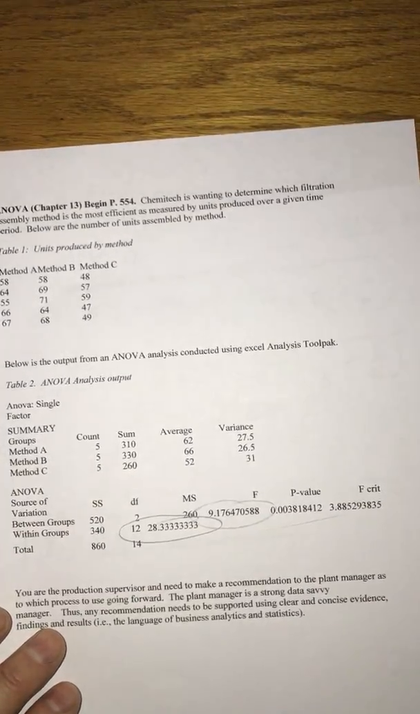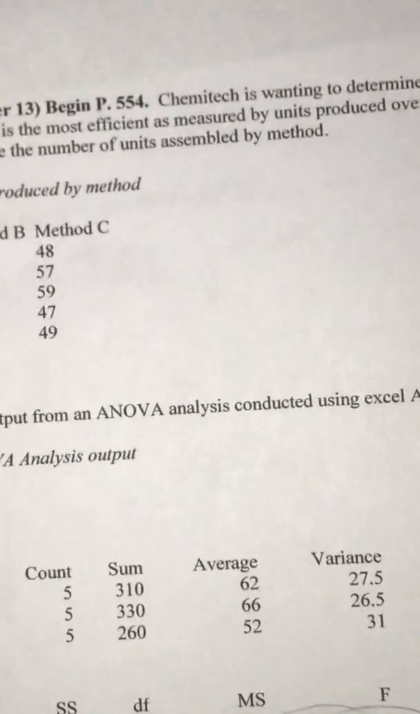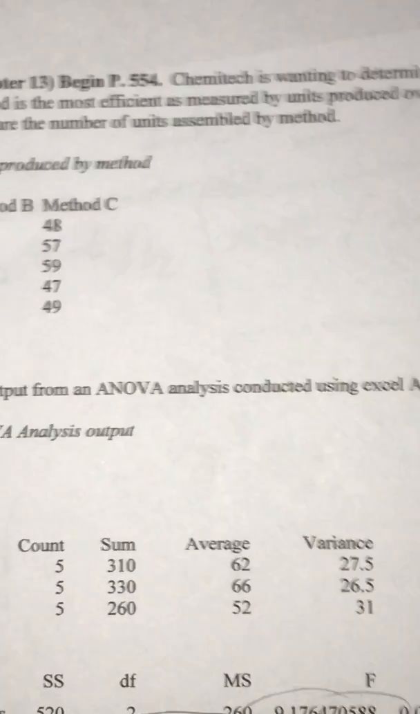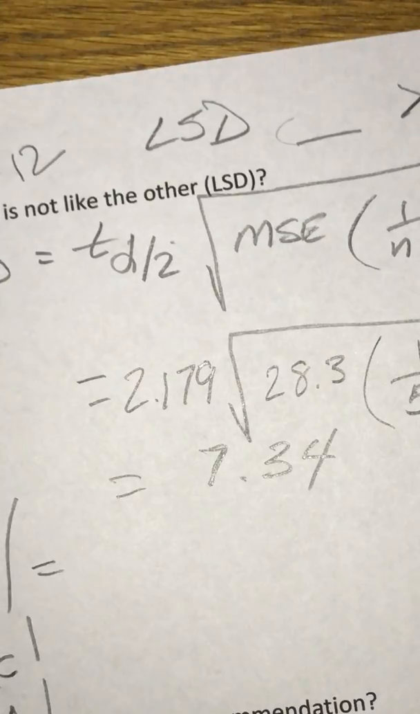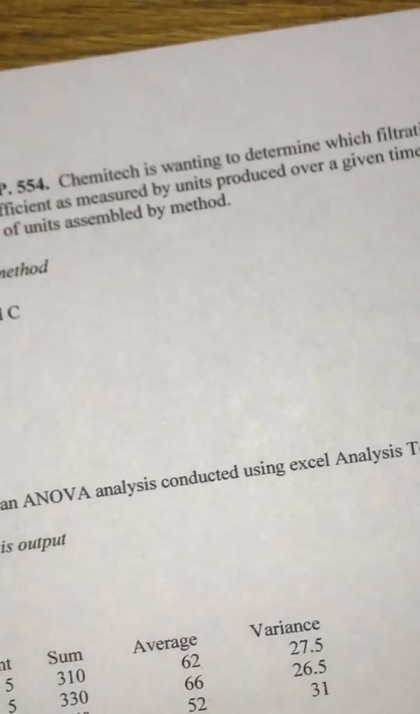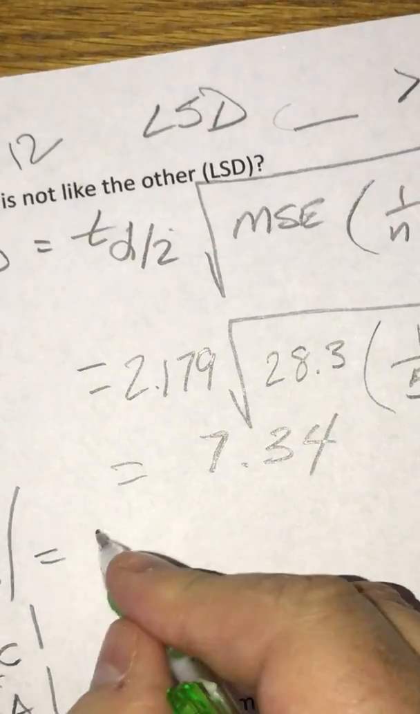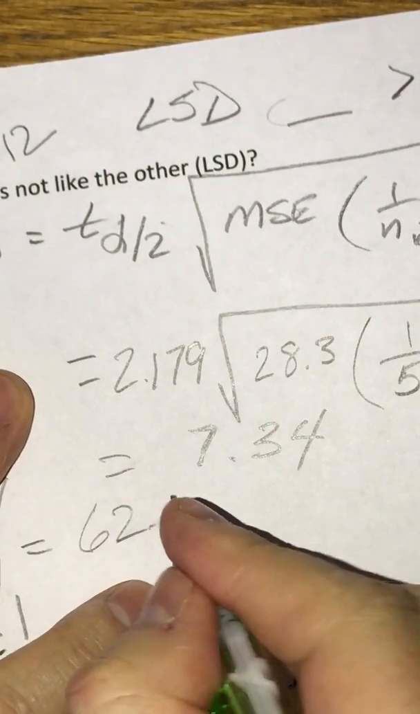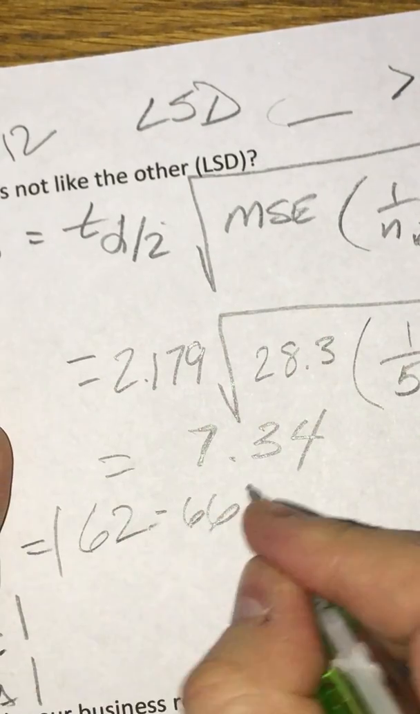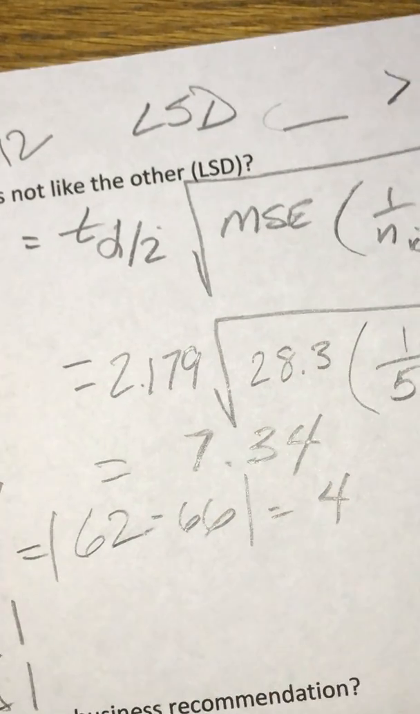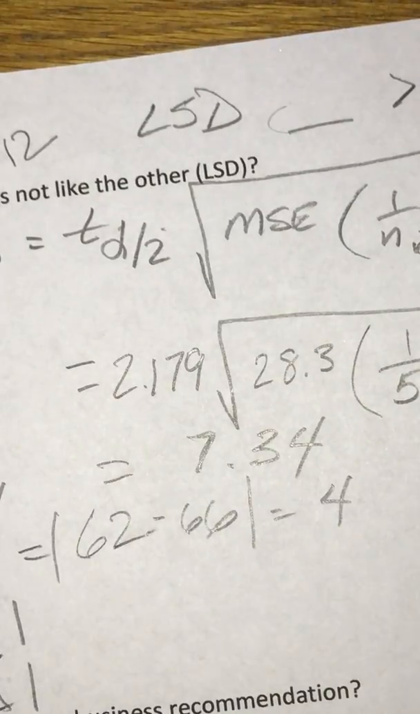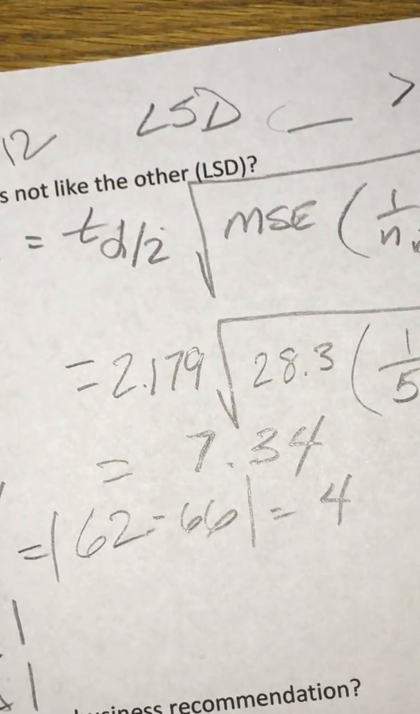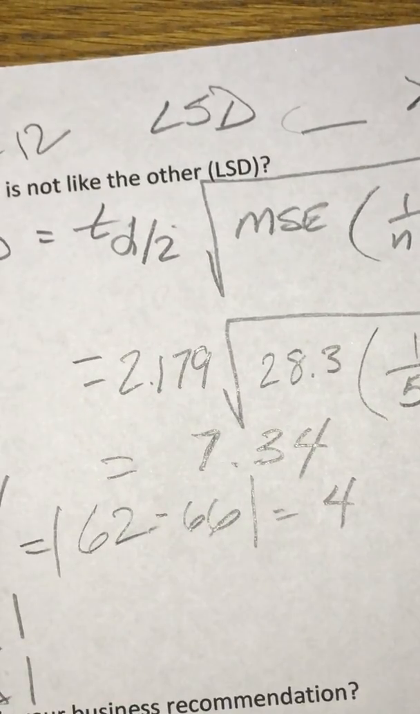Going back to our output table, as we know, our x bar, in Excel they call it the average instead of the mean, but it doesn't really matter. So x bar sub A minus x bar sub B, 62 minus 66, absolute value is equal to 4. Is 4 greater than 7.34? No, so these are the same, or not significant evidence to suggest that there is a difference.